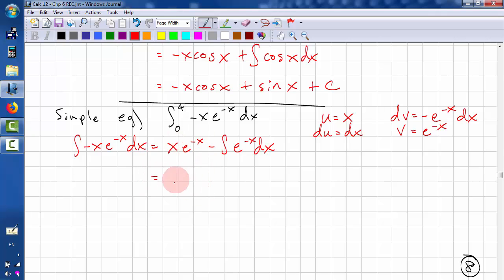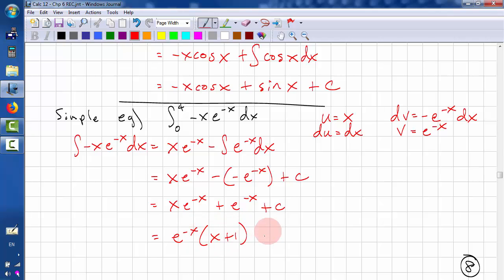We don't have to do anything with that. We just copy it, x e to the negative x, and minus, and the antiderivative of this is negative e to the negative x. And we have plus c. This should be simplified. So we have x e to the negative x plus e to the negative x plus c. You can leave it like this, or you can factor. If we factor, we get e to the negative x times x plus 1, and then plus c.